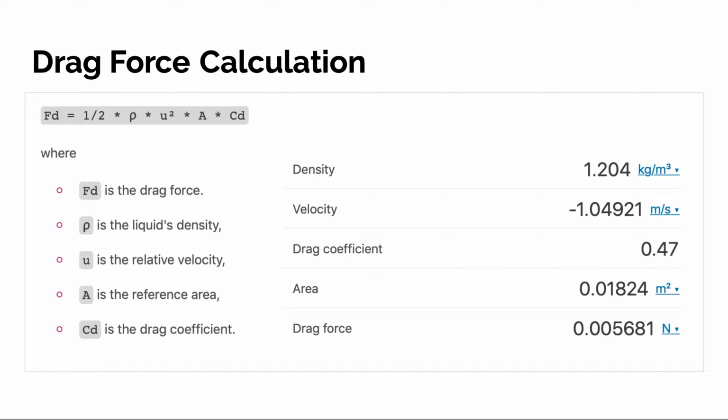The next step was to calculate the drag force. This was done by multiplying 1/2 times the fluid or air's density times the velocity squared times the reference area of the object dropped, and multiplying that by the drag coefficient. This yielded a drag force of 0.005681.